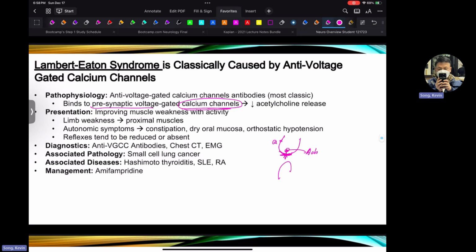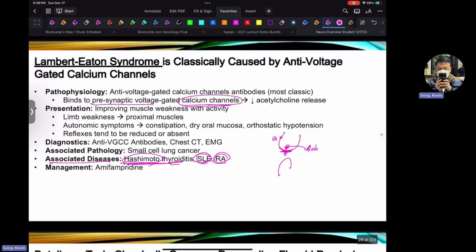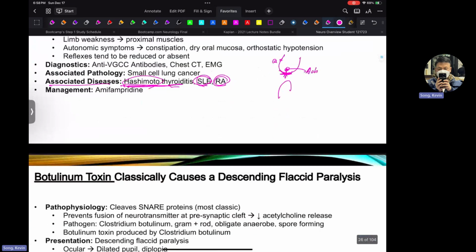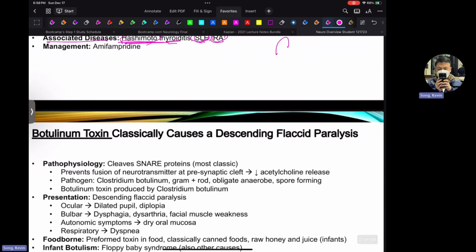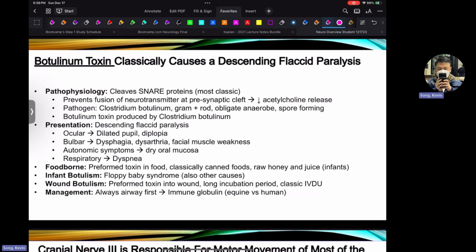Now, the associated disease is always autoimmune. Autoimmune associations are Hashimoto thyroiditis, and then SLE, and then rheumatoid arthritis, all autoimmune. I think this one also has some associations, yes, same thing, right? So the associated symptoms are all basically autoimmune, always kind of associated. It's no surprise.